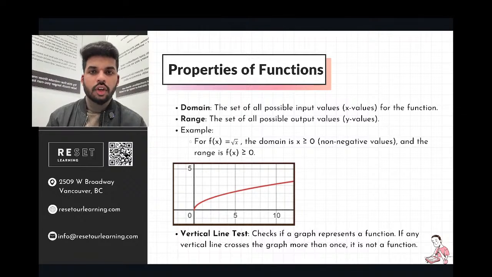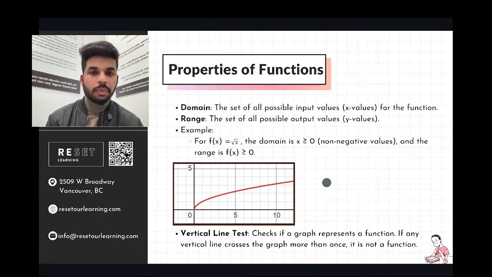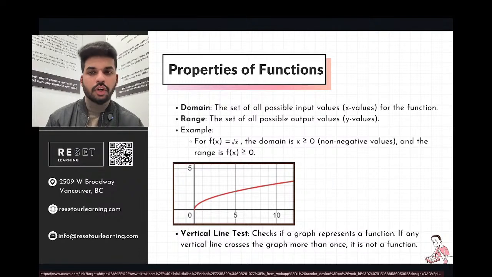Okay, so let's talk about properties of a function. How do we define a function? What are the basics that we need to know to tell if an equation or a statement is a function or not? Domain is all the possible input values for the function. That means all the values we can plug into the function so that our output is a real number. I'm sure you might have already heard about real numbers.